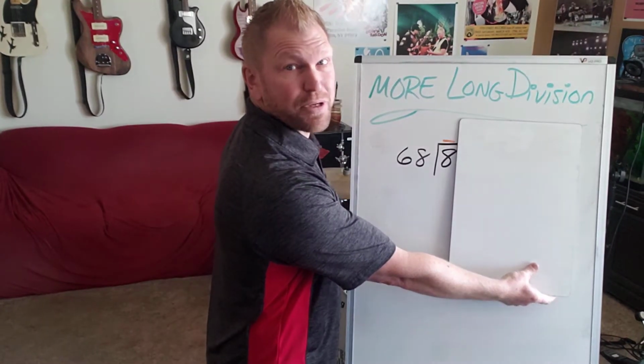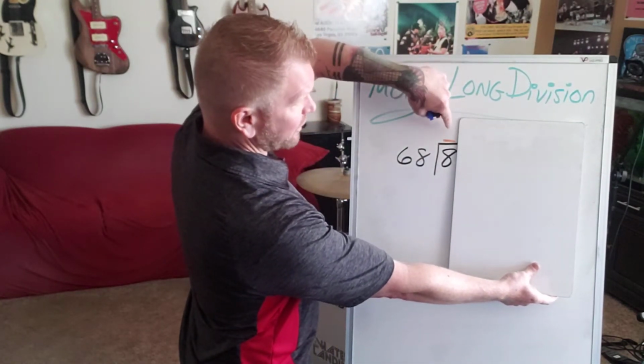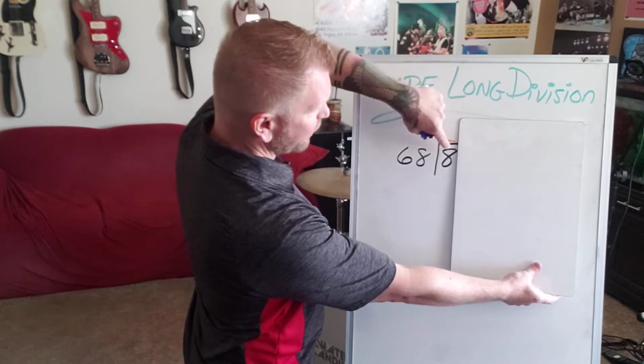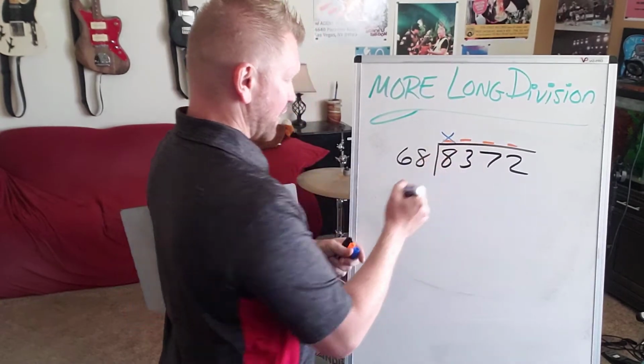Now 68 is way bigger than 8. That tells you it's going to divide in there no times at all. In fact, even if you put a 1 right there, 1 times 68 is way too big. So that tells me we're not going to need a digit for the thousands place.